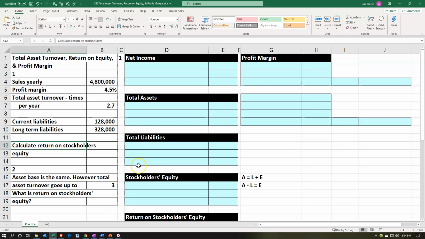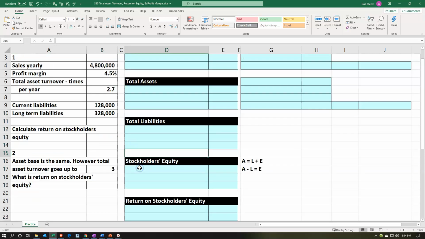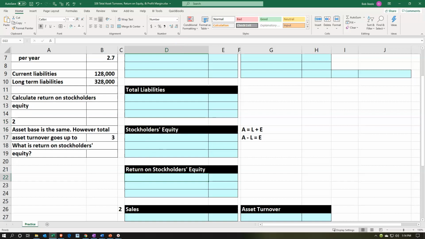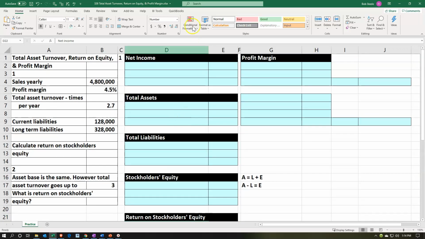So if we think about this, let's start with what's included in the return on stockholders' equity. Return on stockholders' equity is generally going to be net income over the stockholders' equity. So we need net income and stockholders' equity to be able to calculate that number. What we have here are the sales, the profit margin, and the total asset turnover.